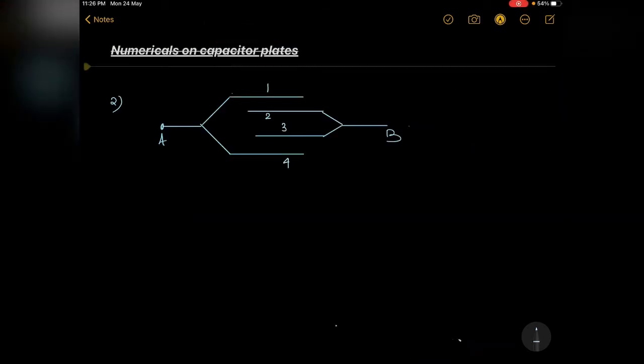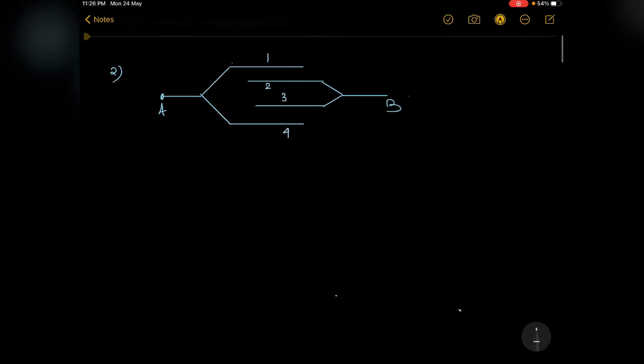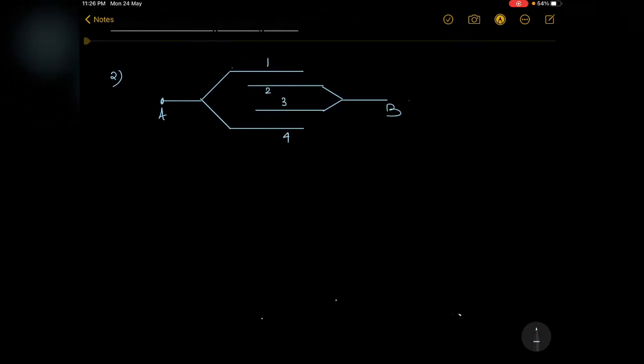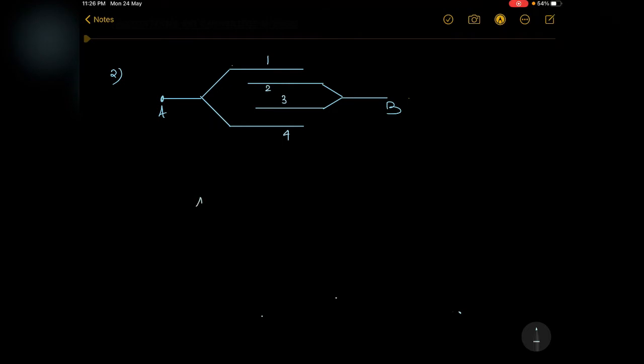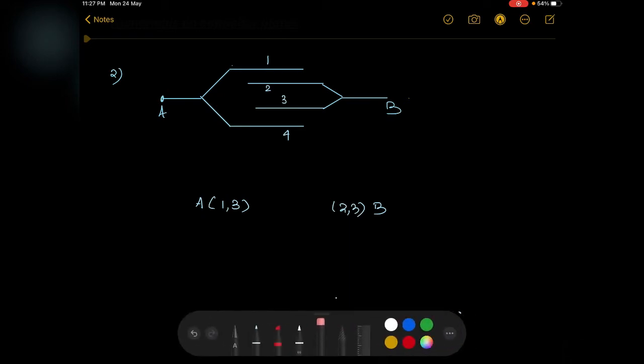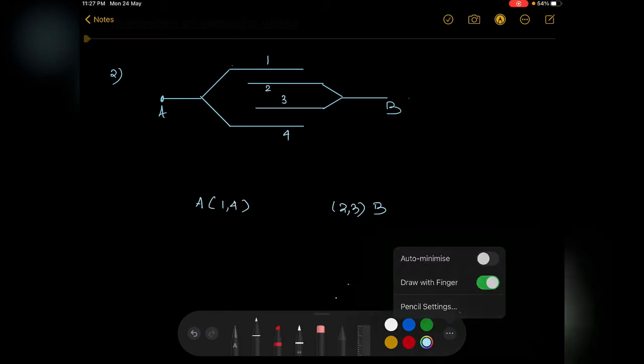Let us solve the second question. Here, A and B are two points. Between them, four plates are there. Let us name them 1, 2, 3, 4. Now, point A is connected to plates 1 and 4, and point B is connected to plates 2 and 3.